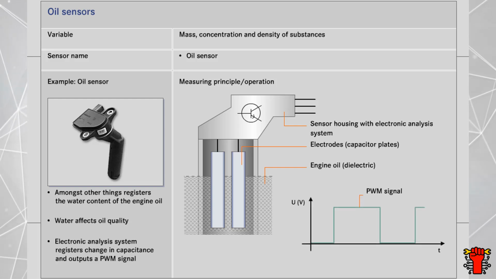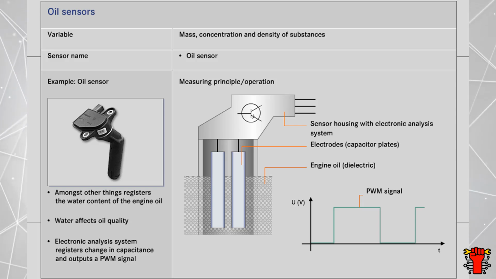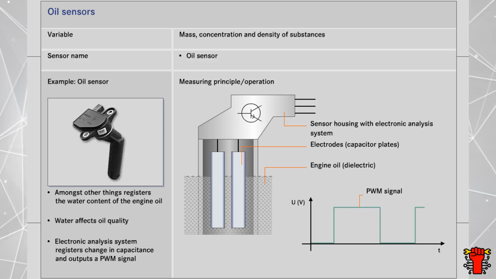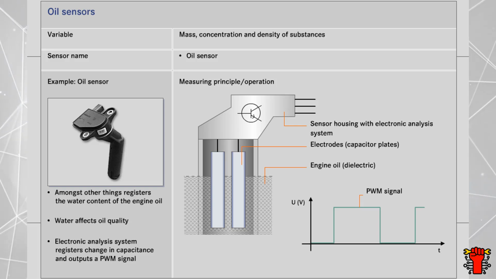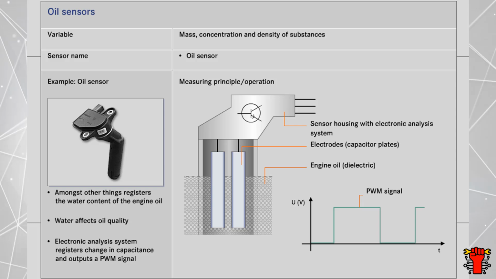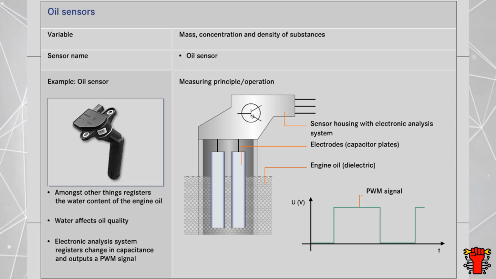The oscillating circuit in the electronic analysis system registers the occurring change in capacitance and forwards the information as a pulse-width modulated signal to the engine control module. The engine control module can then use this signal to calculate oil change intervals. The condensation sensor in the compressed air brake system of a lorry works in a similar way.